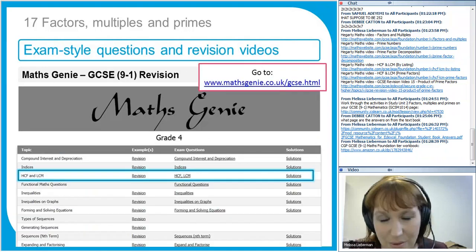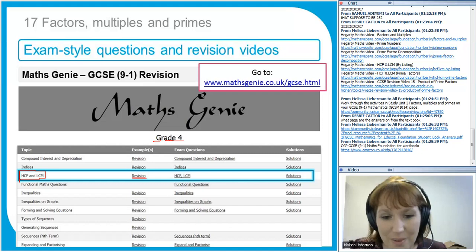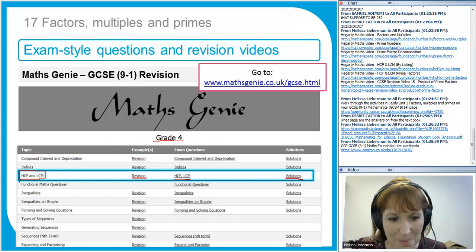Maths Genie is an excellent revision website. So this Unit 2 is focusing more on grade 4 topics, so a lot of the topics I'll do here will be in the grade 4 section on Maths Genie. Go down to the bit that says lowest common multiple and highest common factor. This is a revision video. Watch the video. Click there to download exam style questions, and then click there to download solutions to those. So go to Maths Genie using the link. I give it every lesson anyway, so this is Maths Genie.